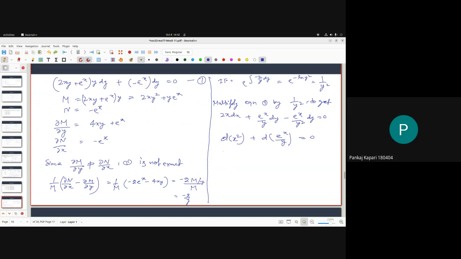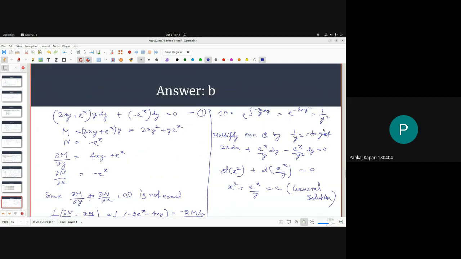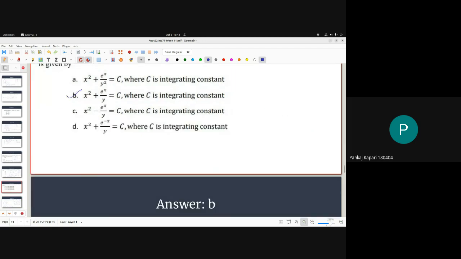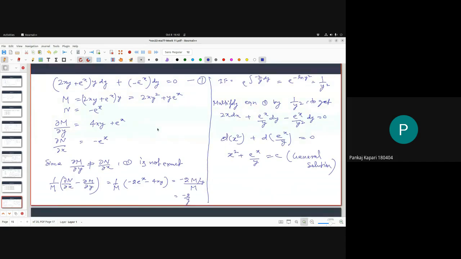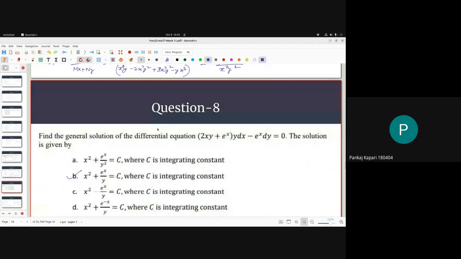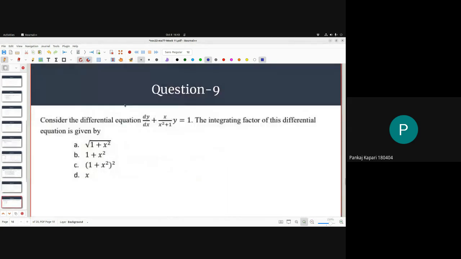So the solution of this differential equation is, if you just integrate both sides, you will get x square plus e to the power x divided by y is equal to constant. This is the solution of this differential equation. It's the general solution. So this says that the second option is correct. Okay, so let's move to the next problem.